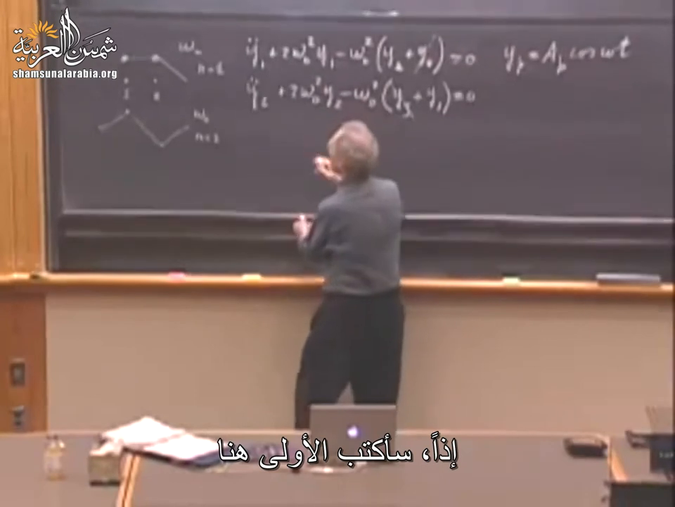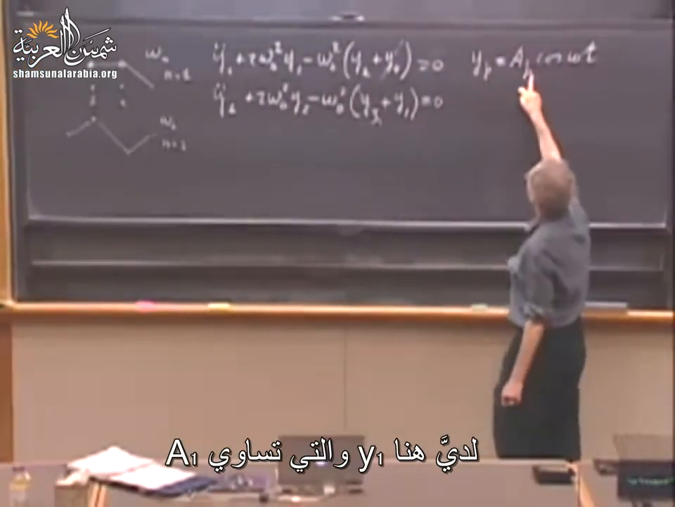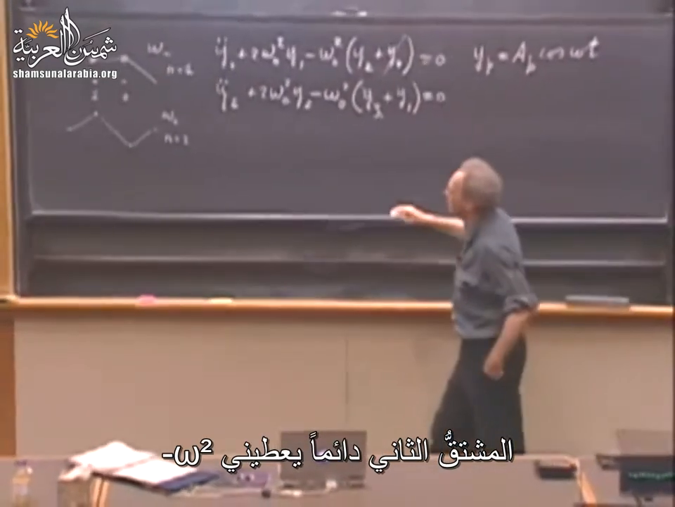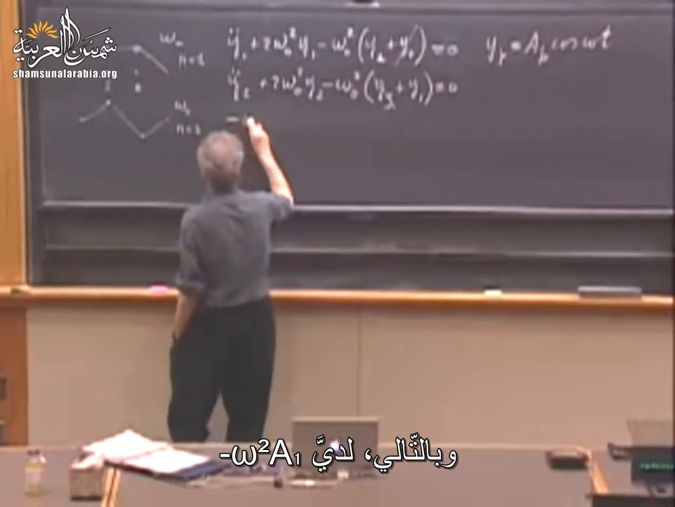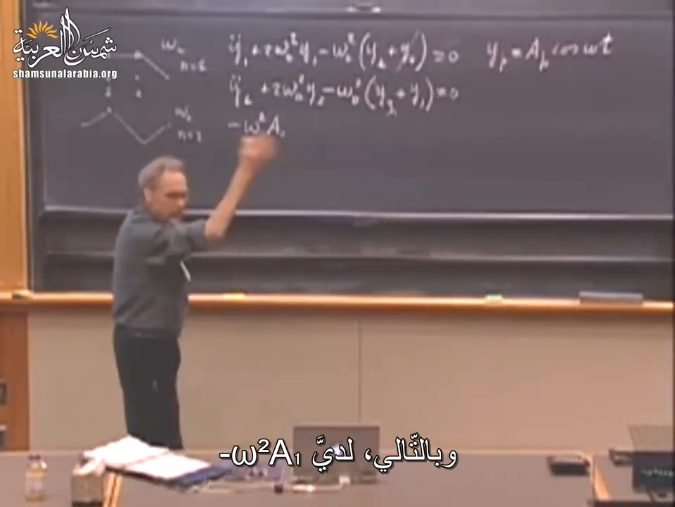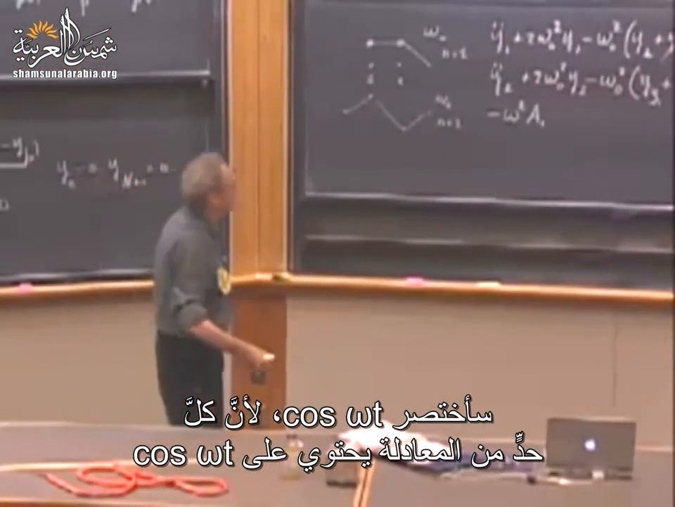So, I'm going to number 1 here. So I get a y1 here, which is a1. The second derivative always gives me a minus omega squared, so you get minus omega squared times a1. I ditch the cosine omega t because each term will have a cosine omega t.